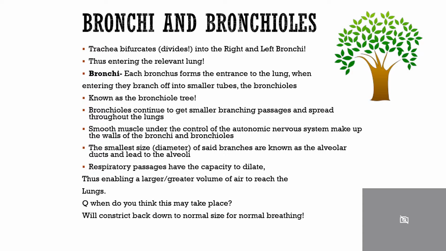Bronchioles continue to get smaller, branching passages and spread throughout the lungs. Smooth muscle, under the control of the autonomic nervous system, makes up the walls of the bronchi and bronchioles. The smallest branches are known as the alveolar ducts and lead to the alveoli. The respiratory passages have the capacity to dilate. This enables a greater volume of air to reach the lungs.